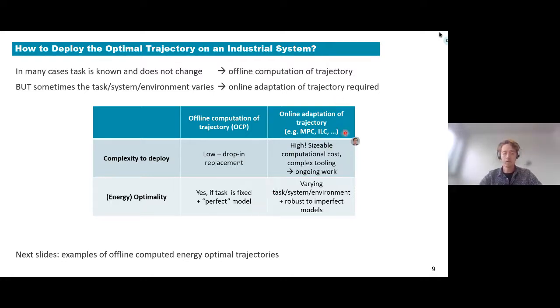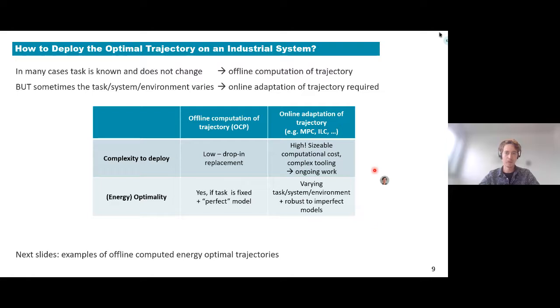So when we go to these online adaptation trajectories, we can use multiple techniques there: model predictive control, MPC, iterative learning control, ILC, and many more. Typically, the computational cost, so the complexity to deploy it, increases a lot. You need to write a rather complex tooling at this point to make this work. So really an ongoing topic at Flanders Make is to make these toolings easier to use and to reduce the computational cost, to make these things a lot more user-friendly and usable in an industrial setting. And that will allow us to actually achieve energy optimality in, let's say, varying task, system, and environment, and be a lot more robust to imperfect models, which is also a limitation.